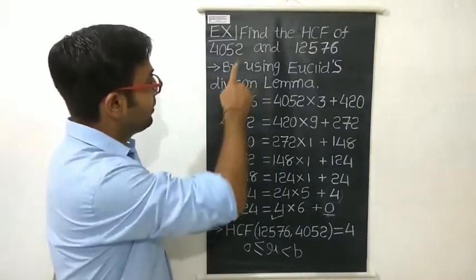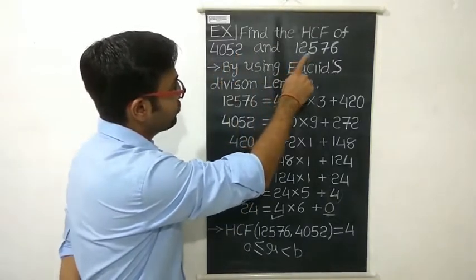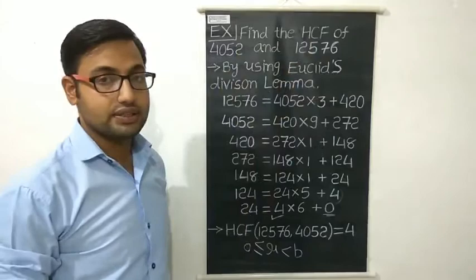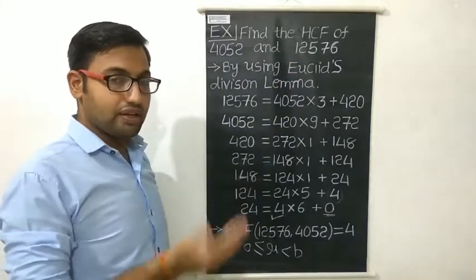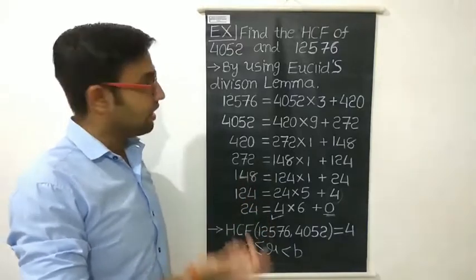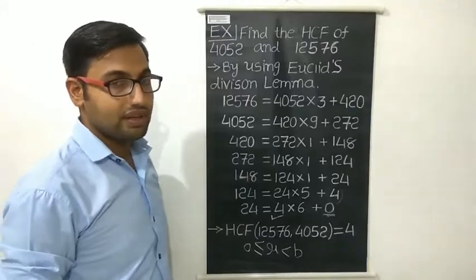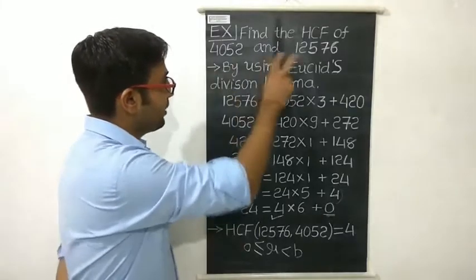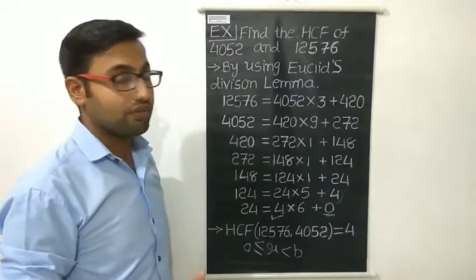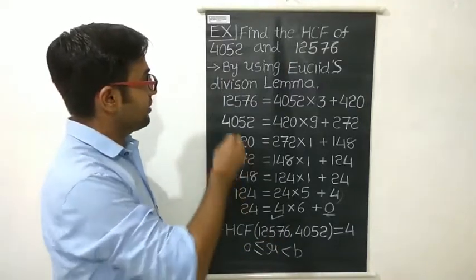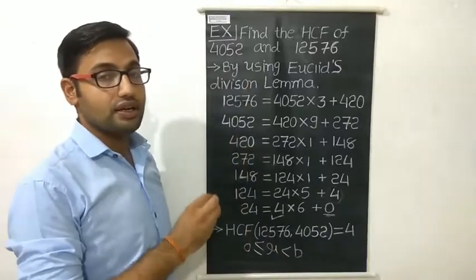Let's take an example. Find the HCF of 4052 and 12576. Can we not find the HCF by the method that we have already used? Yes, we can find the HCF of two numbers by the method that we have already studied. But whenever there are larger numbers like this, that method will be lengthy. So to find the HCF of this kind of number, we can use Euclid's division lemma.